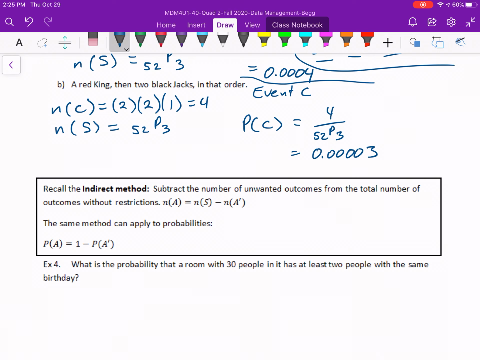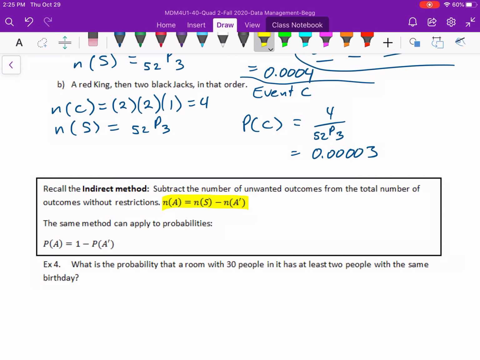Recall the indirect method. That's where we subtract the number of unwanted outcomes from the total number of outcomes. It was given by this formula here. So the number of wanted outcomes is n of A. N of S is the total number of outcomes, and n of A prime is the unwanted outcomes. So we can do that. Sometimes it's easier to find the unwanted outcomes and approach it this way. Turns out we can do the same thing with probability.